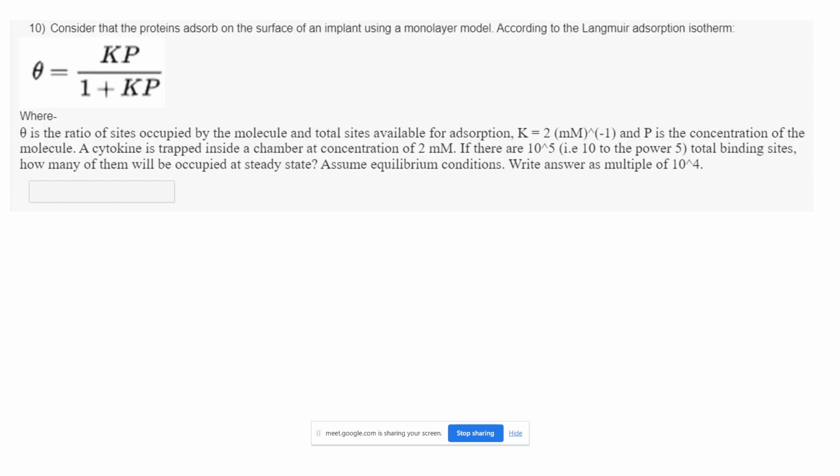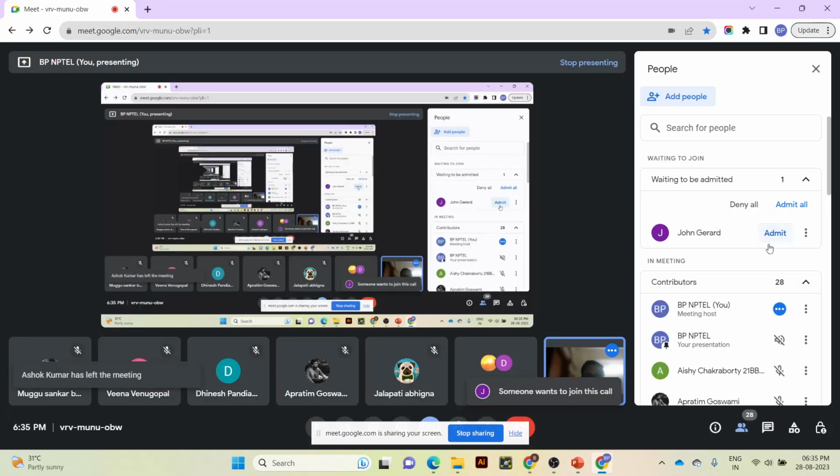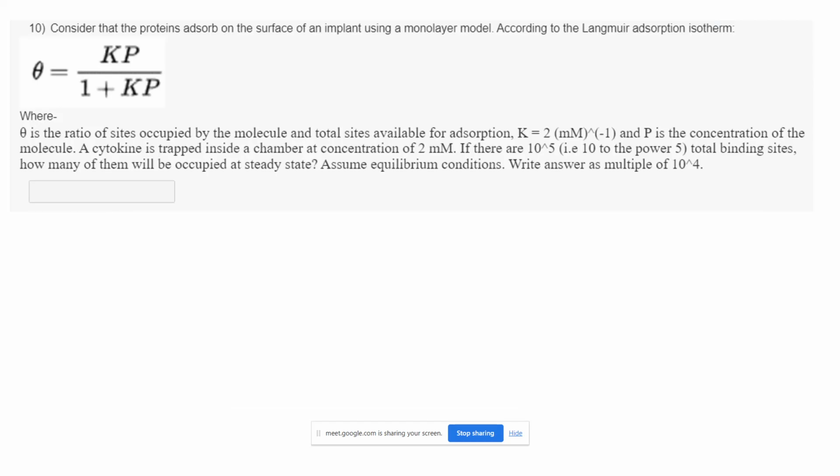Here you have to calculate the number of occupied sites at steady state. Theta is basically the number of occupied sites divided by total sites. So from theta we can get the occupied sites, and to calculate theta, K and P are both given. So first you have to calculate theta, and then multiply it with the total sites. You'll get the answer.